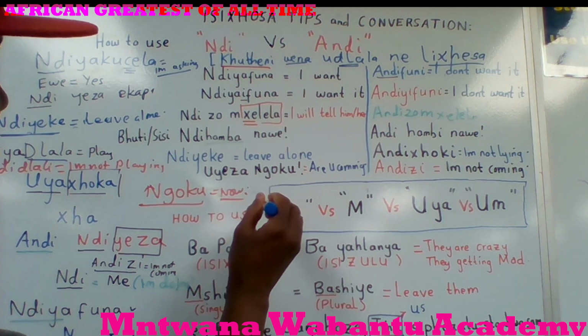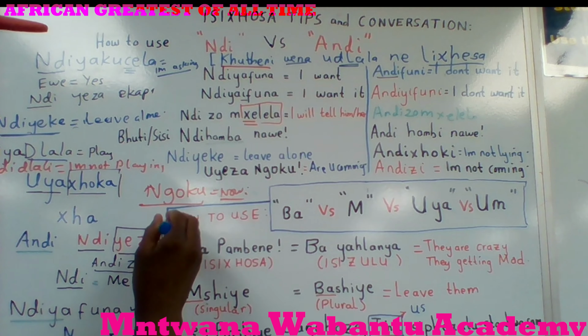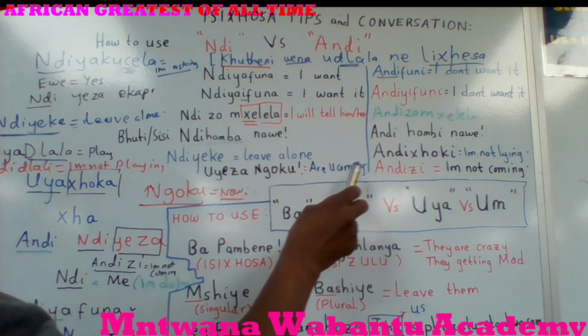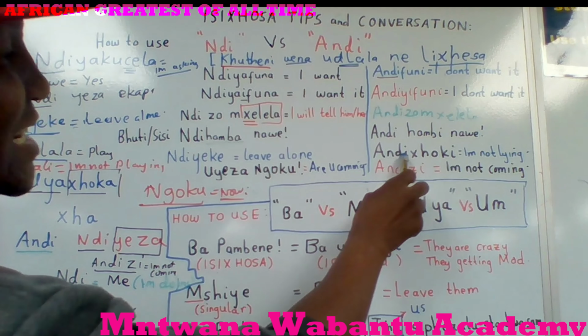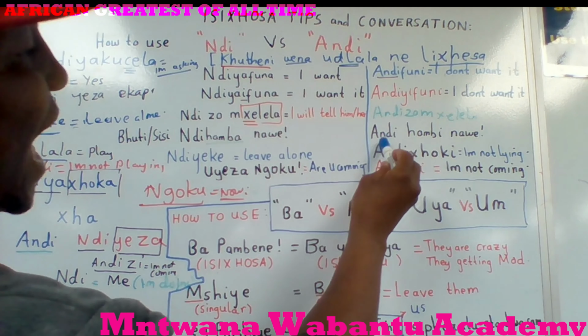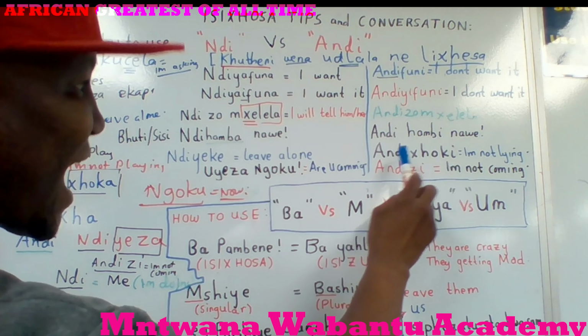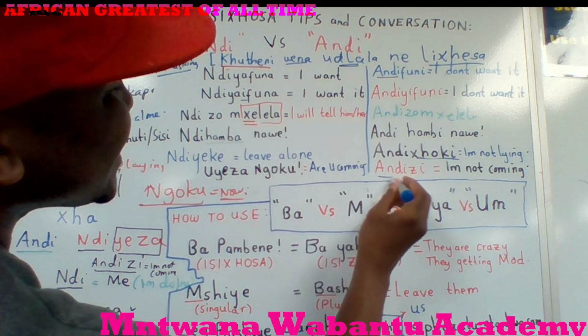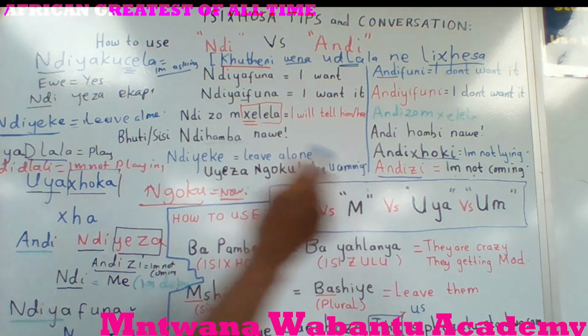You see, now I create a lot of mess here, man. So let's do this. Just to separate. Okay, cool. So now we want to see how we can use uyezango means are you coming, and ngeze I'm not coming, and hambi I'm not going, and okay I'm not, and means you oppose. So now let's see how we can use ba, m, uya, for example.